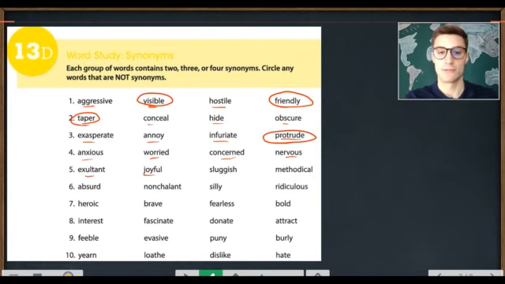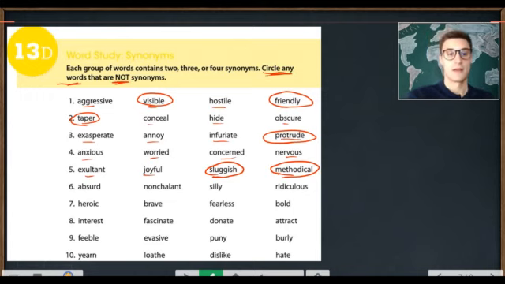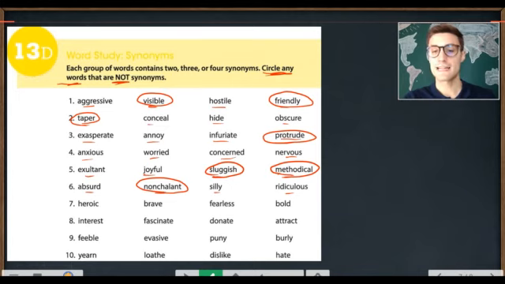Number 5. Exultant, joyful, sluggish, methodical. Which words are not synonyms? Sluggish, I suppose, and methodical. Exultant and joyful, those 2 words are synonyms. But sluggish and methodical are not. And remember, circle any words that are not synonyms. Number 6. Absurd, nonchalant, silly, ridiculous. I see 1 that is not a synonym. Nonchalant, you do something without a care. Absurd, silly, ridiculous, they are similar.